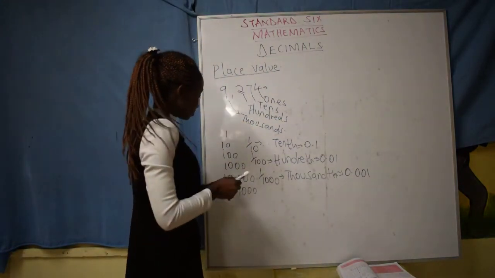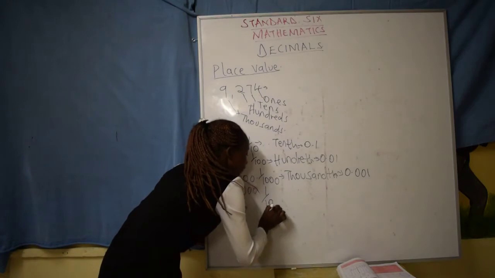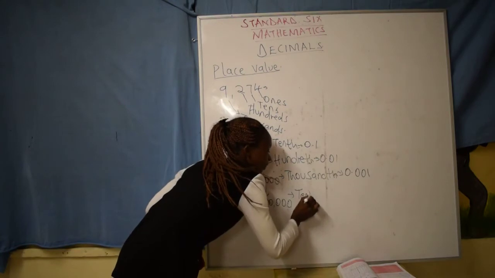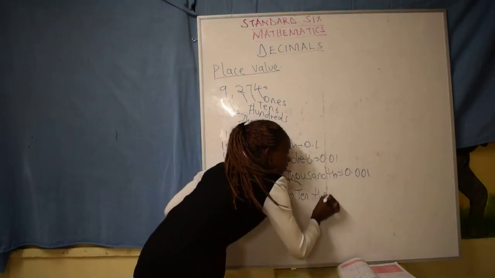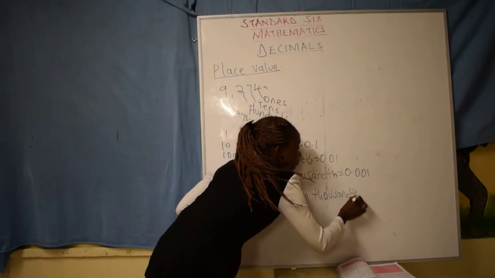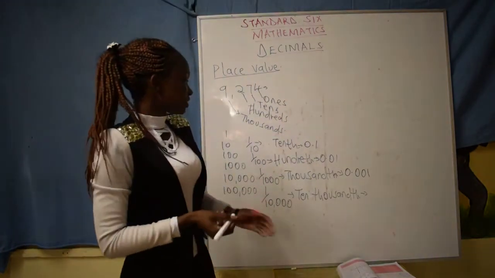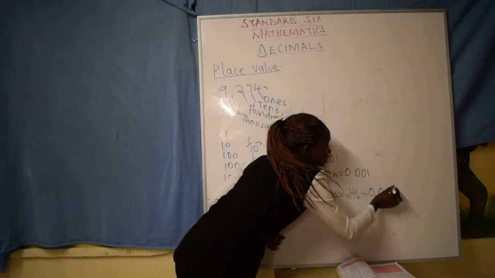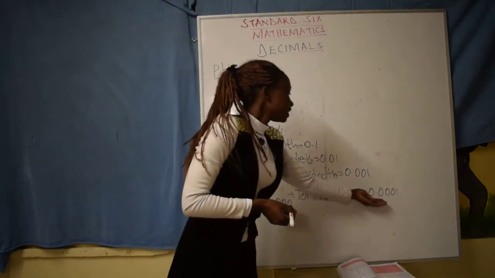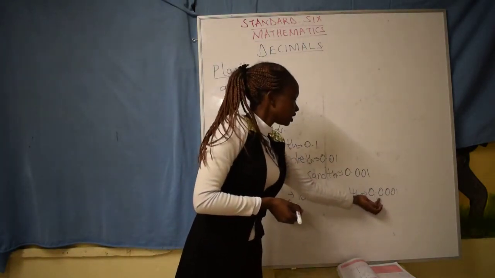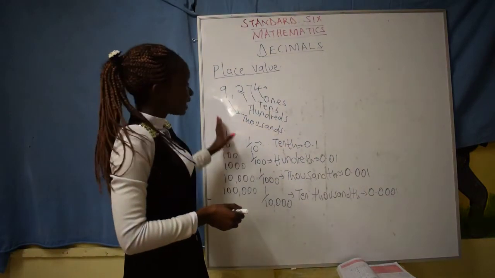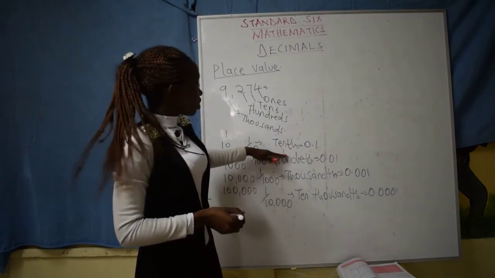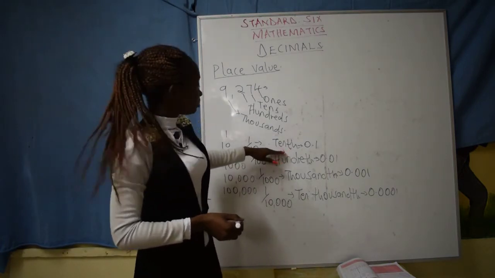Then the next, we can take 1 over 10,000, which is read as a ten-thousandth, and it is written as 0.0001. It has 4 decimal places after the decimal point. So when we are writing the place value after the decimal point, you find out that we begin from tenths. After the decimal point, we begin from tenths.